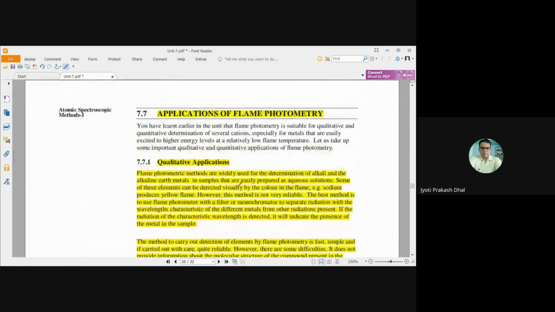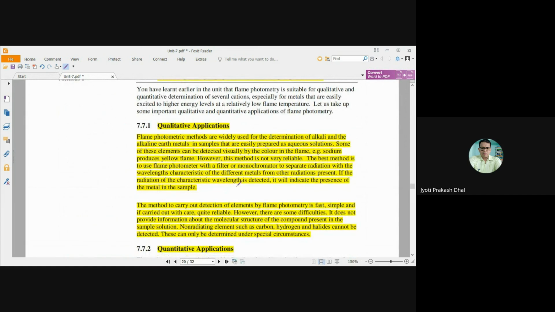Now coming to applications of flame photometry. The first one, of all the things we have already discussed, is the qualitative application. Flame photometric methods are widely used in determination of concentration of alkali and alkaline earth metals in samples that are easily prepared as aqueous solution.